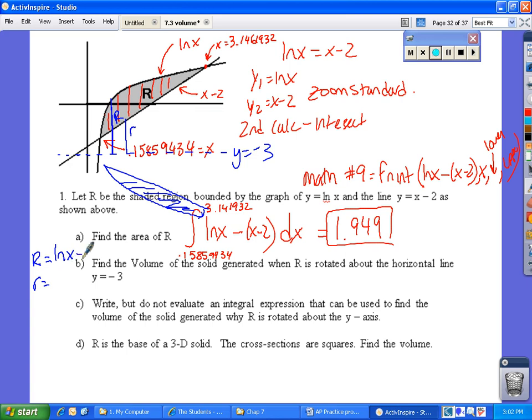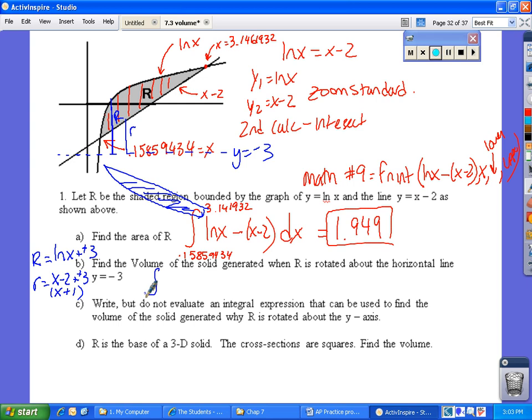So top minus -3 really becomes natural log of x plus 3. My little r starts at x minus 2, so top minus -3. Once again, that becomes plus 3. So this is really x minus 2 plus 3, so it becomes x plus 1. All right, so find the volume.